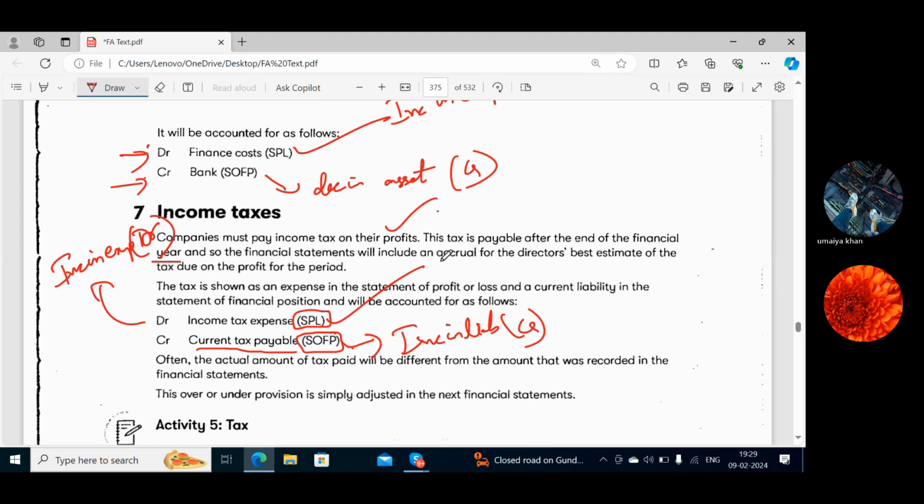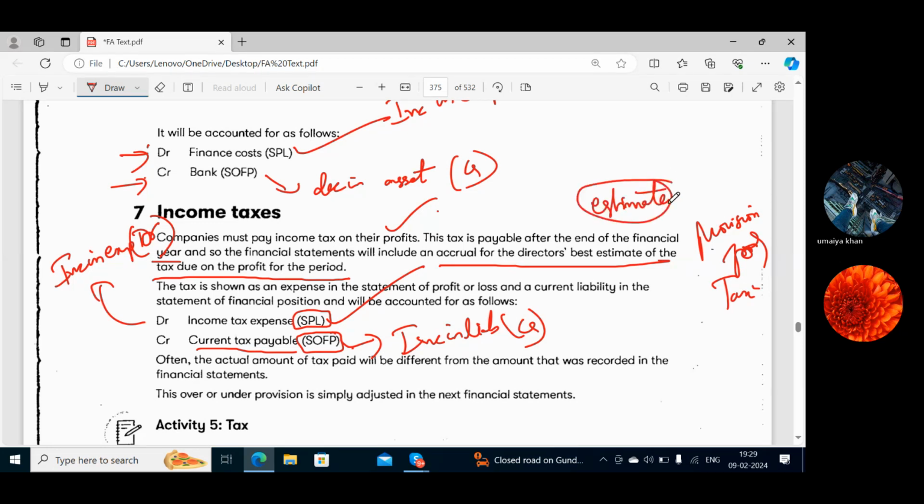So the financial statements will include an accrual for the director's best estimate of the tax due on the profit for the period. So you should understand one thing. Every company will make a provision for tax. Okay, that is the estimate made by the company for paying taxes. Because no one knows what the profit figure is going to be, but they have an idea about companies like past performances, and they know in what range they earn profits, and accordingly they make some estimate.